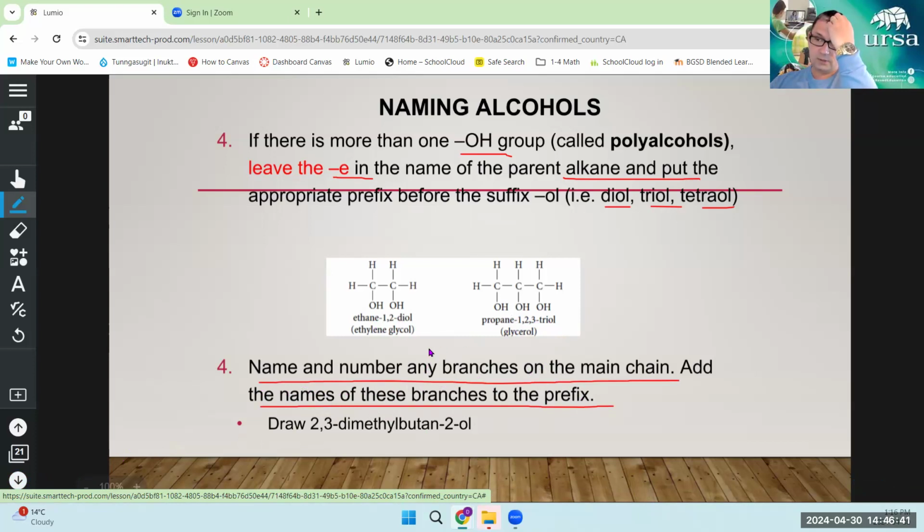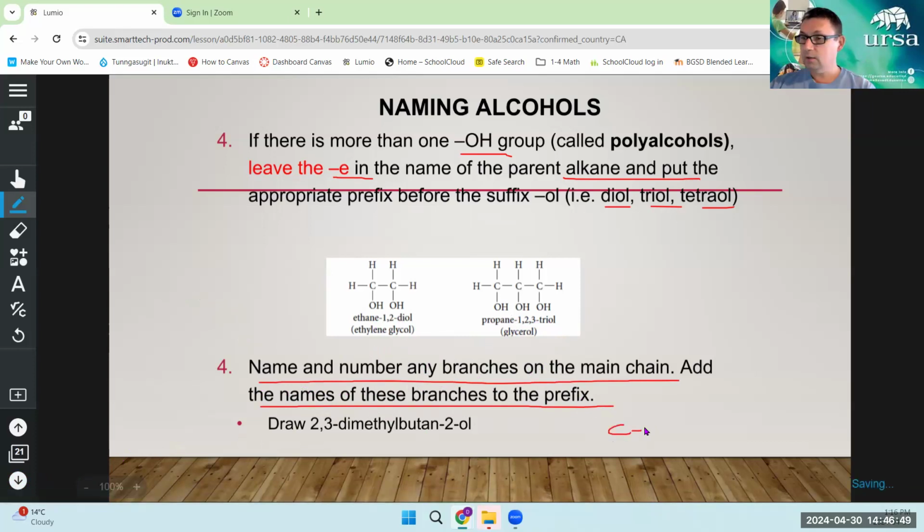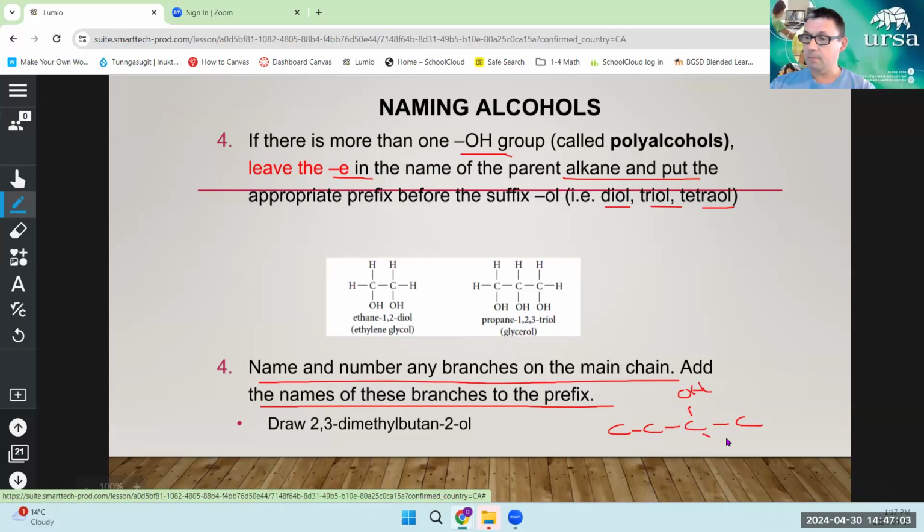2,3-dimethylbutan-2-ol. Let's go through this. We know that methane, ethane, propane, butane: 4 carbons. 1, 2, 3, 4. 2-ol, the hydroxyl group is at carbon number 2. We're going from right to left, carbon 2. On carbon 2, we also have a methyl group. And on carbon 3, we also have a methyl group. And of course, we fill in the hydrogens. 2,3-dimethylbutan-2-ol.